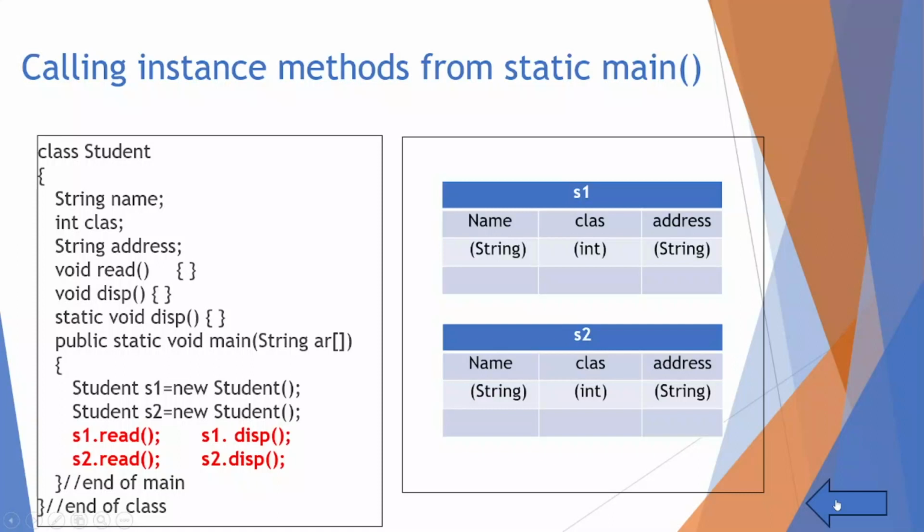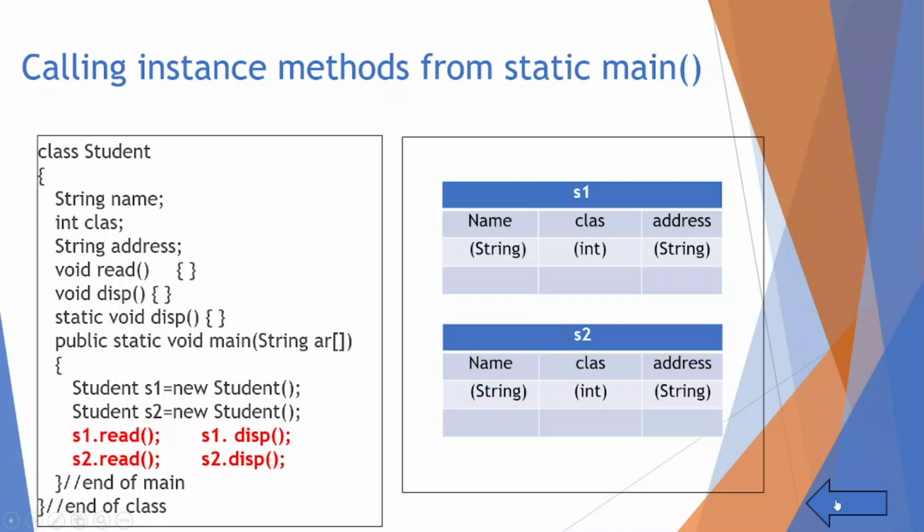Now void read, void display. Two methods. And static void display, it should be display. And then static void main wants to access name, class, address, read, display. In that case, it has to create an object.